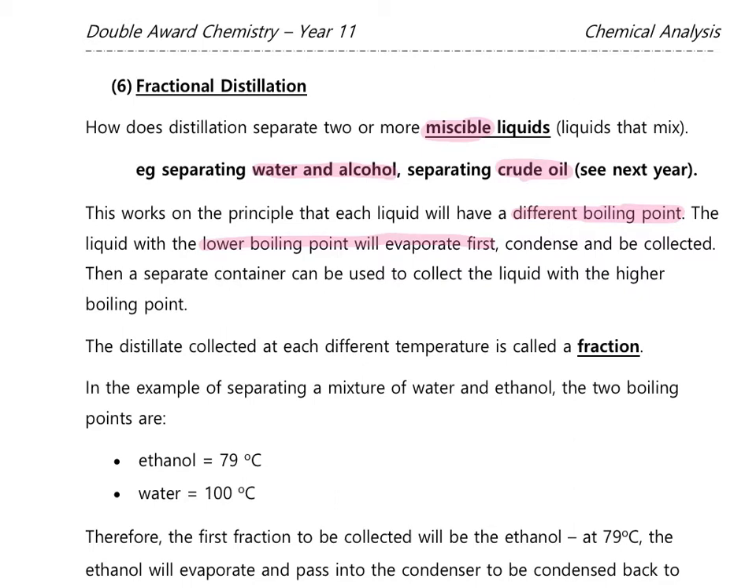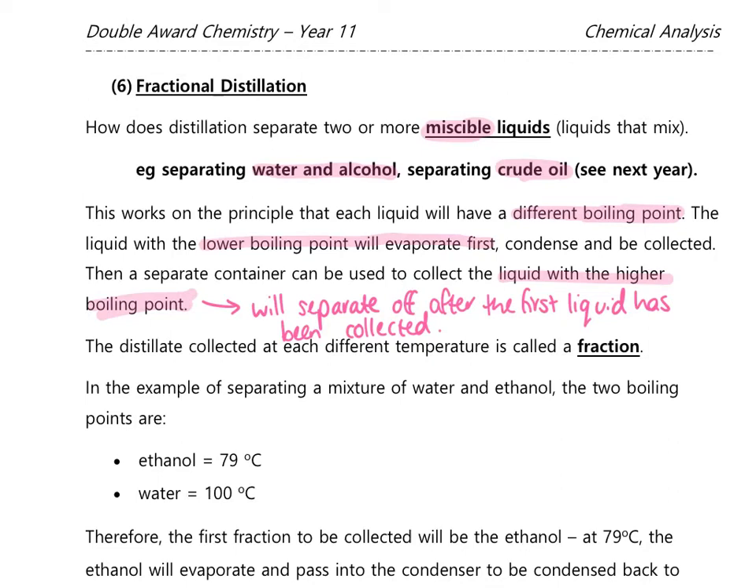And then what we do is when we see the temperature start to rise again, we can use a separate container to collect the liquid with the higher boiling point. It will separate off afterwards. And each liquid that is collected is what we call a fraction. Think of it as just a fraction of your initial mixture. And that's what we call the different liquids that are collected, the different distillates that are collected at each different temperature.